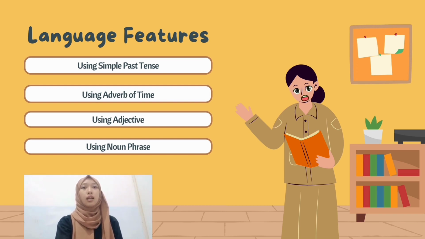And the last is using noun phrases. Using noun phrases in the narrative text can be used to give a more detailed description, highlight certain parts of a character or setting, or explain complicated ideas concisely.